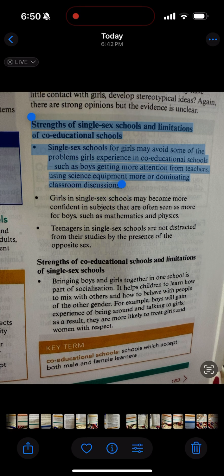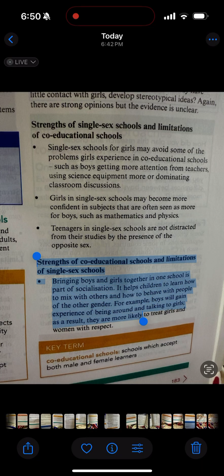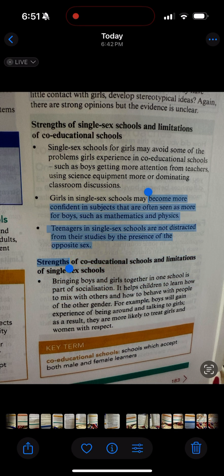Strengths of single-sex schools and limitations of coeducational schools. Single-sex schools for girls may avoid some of the problems girls experience in coeducational schools, such as boys getting more attention from teachers, using science equipment more, or dominating classroom discussions.